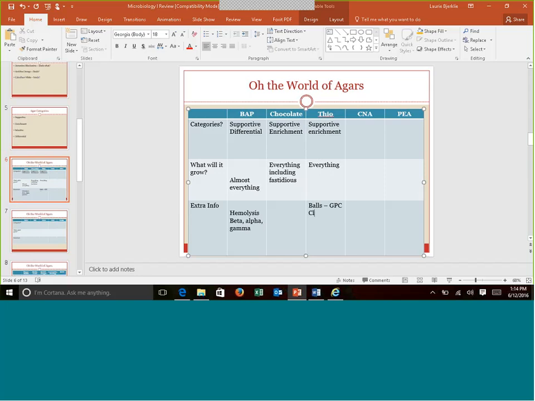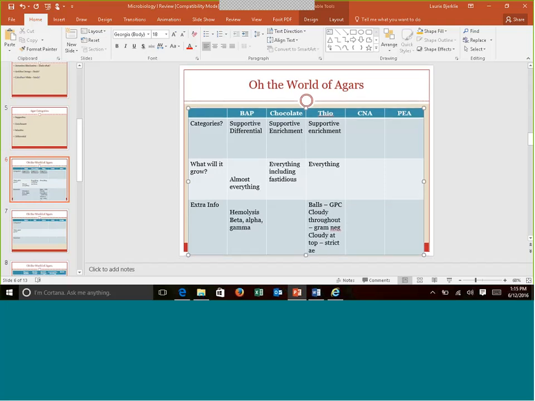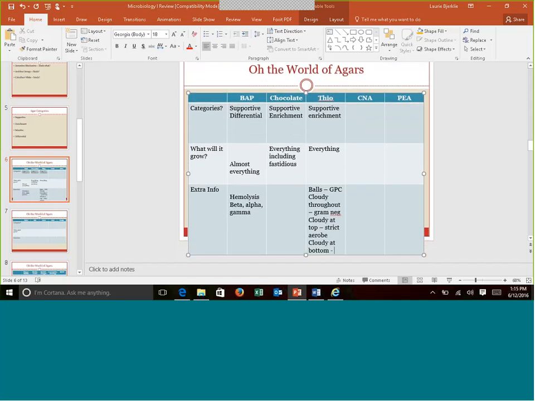Sometimes it can be cloudy throughout. That's usually just an indicator that it's bacteria growing, but they say it's diffuse or cloudy throughout, especially when it's gram-negatives, but I kind of think any bacteria can cause that, gram-pos or neg. If it's only cloudy at the top, that is saying it's a strict aerobe. It has to have oxygen, so it wants to get all the way up to the surface to be next to that oxygen. And then the opposite, if it's only cloudy at the bottom, that's indicating that perhaps it's an anaerobe trying to get away from the oxygen.